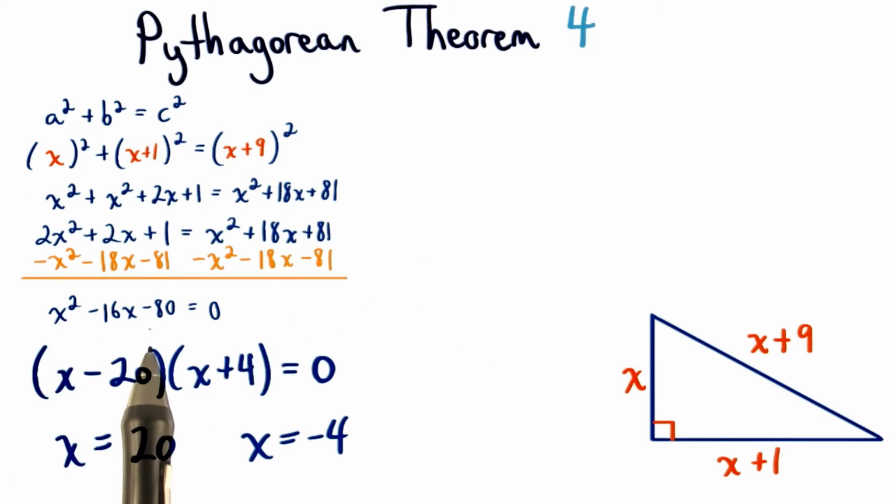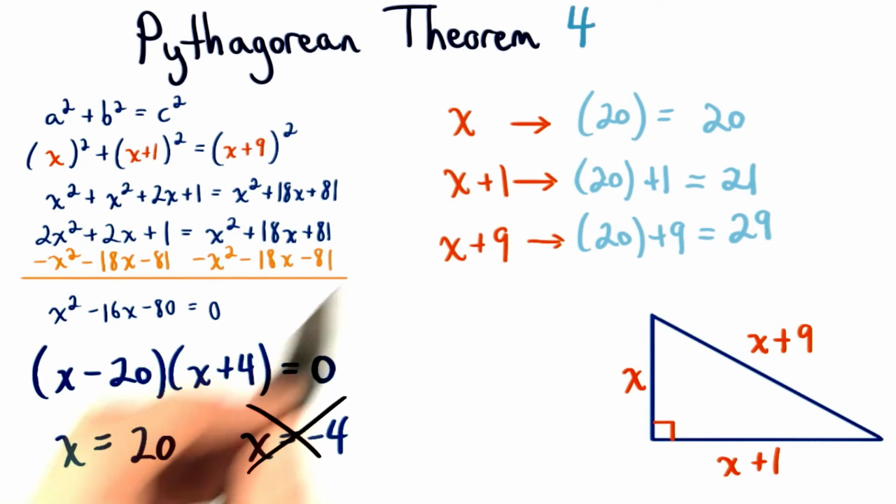Next, we factor this expression to get x minus 20 times x plus 4 equals 0. We set each factor equal to 0, which means the solutions for x could be positive 20 or negative 4, the opposite sign of the factors in the parentheses. We know a negative side length for x wouldn't make sense in this case, because we would have negative 4 here. So this solution is not valid.